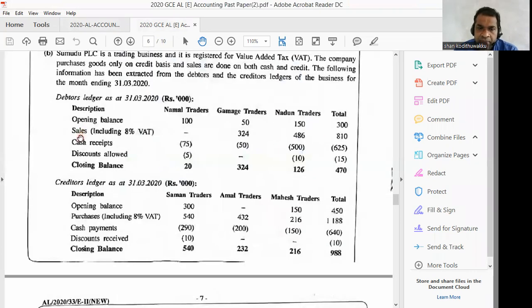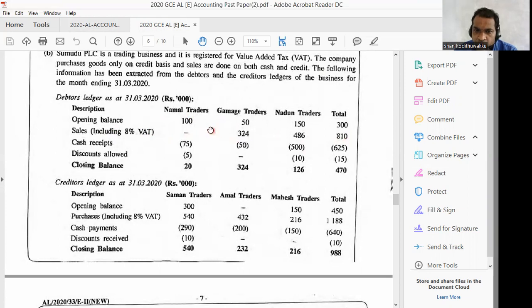Then we come to sales including 8% VAT. We are given, this is actually credit sales. They have given you the values with VAT. Therefore, 8% is equal to VAT, 100 equal to net sales, total value equal to 108. Therefore, no sales for Normal Traders, but Gamage Traders we have 324. Nadun Traders 486, total 810. Then, to prepare the sales day book, we can take these details.